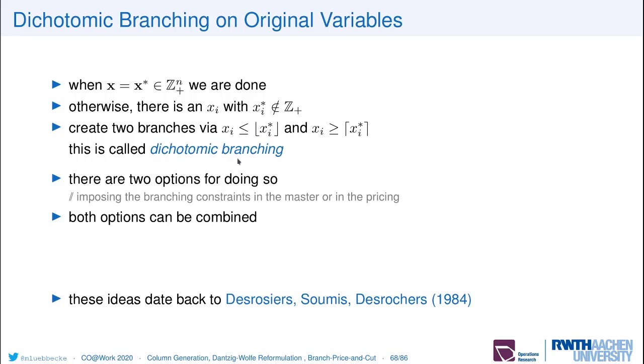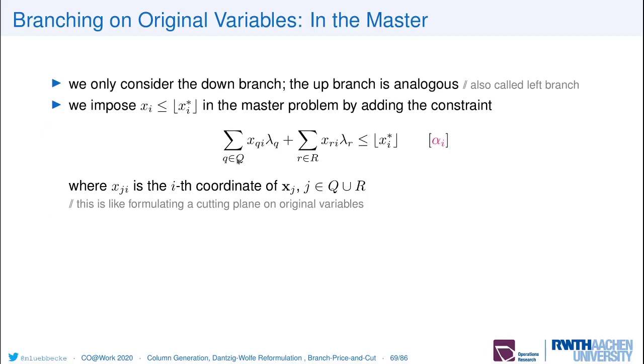And so that should work exactly the same as you know it, except that you somehow have to enforce these branching constraints now in the reformulation. And there are two ways of doing this. Let's look at both of them. So I will only look at the down branch. So where we impose that there's an upper bound, so the current value rounded down, on a currently fractional variable in the original space. Okay.